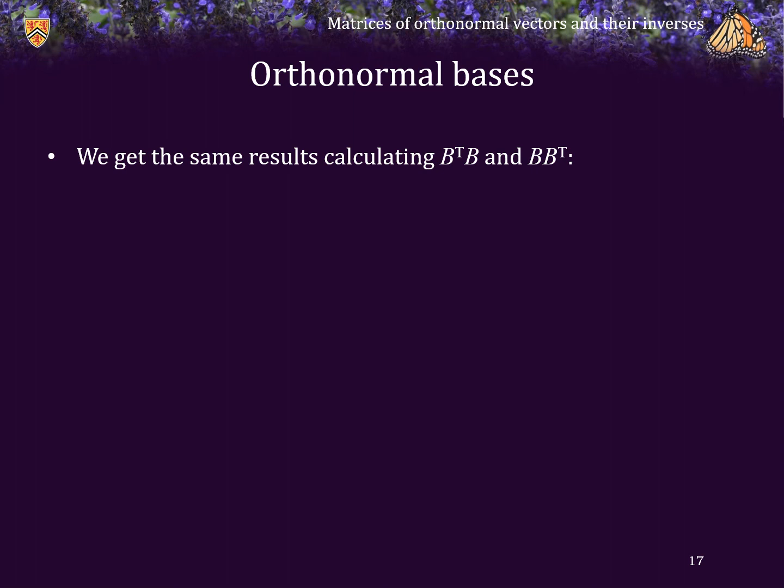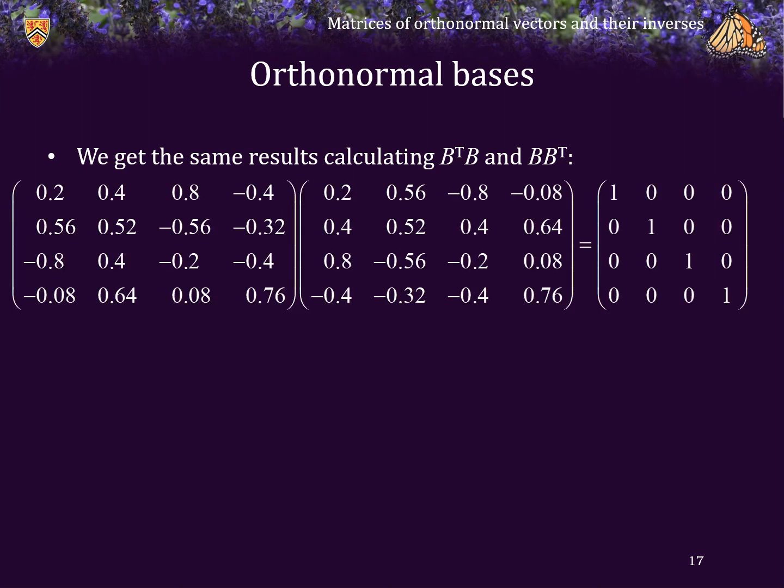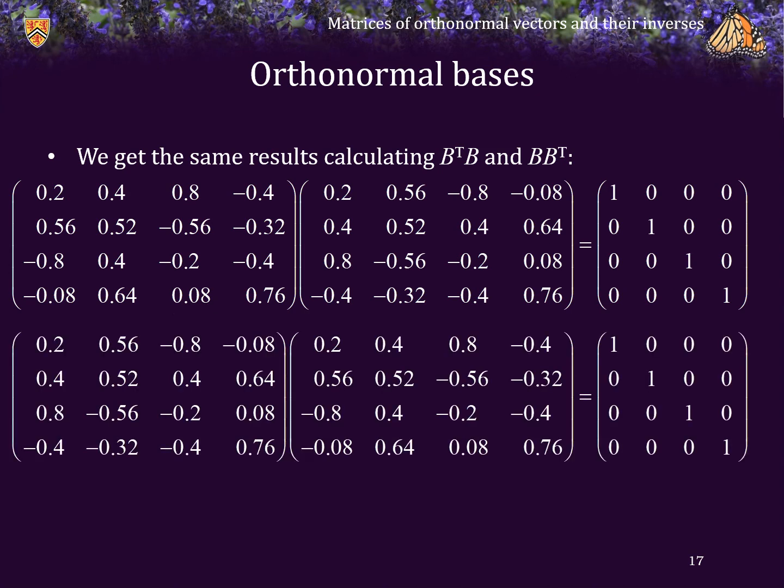We get the same result by calculating B transpose times B and B times B transpose. In the first case, well, you can check yourself, but 0.04 plus 0.16 plus 0.64 plus 0.16 is indeed equal to 1, and the rest are either 1 or 0. And the same if we calculate B times B transpose.